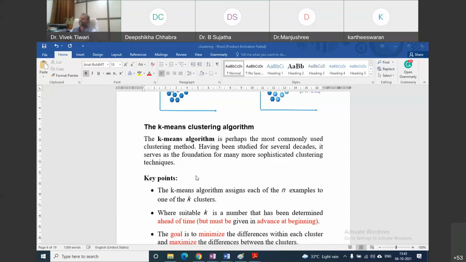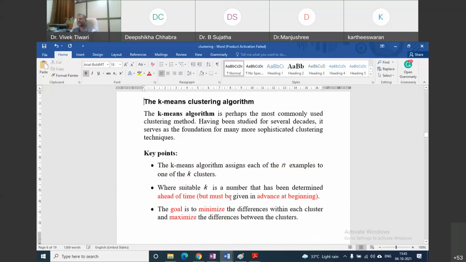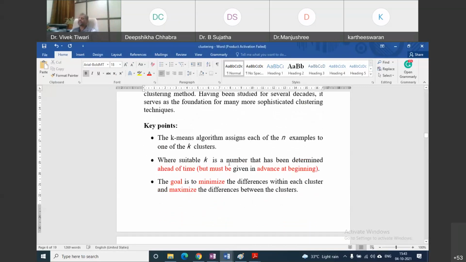Let me explain some of the important key points of the K-means clustering algorithm. The K-means algorithm assigns each of the n data points to one of the K clusters. So whatever data points are given to you and the K number of clusters you have planned to create, you randomly assign data points to the clusters, where K is a number that has been determined ahead of time and must be given in advance at the beginning.